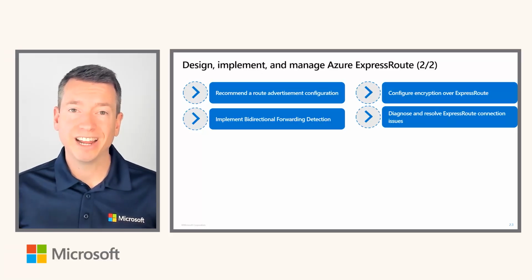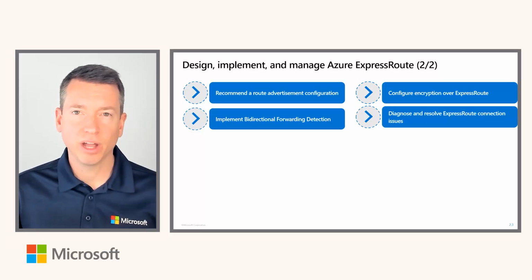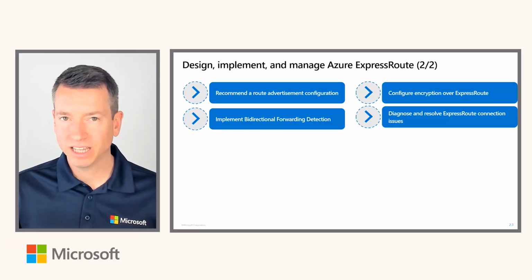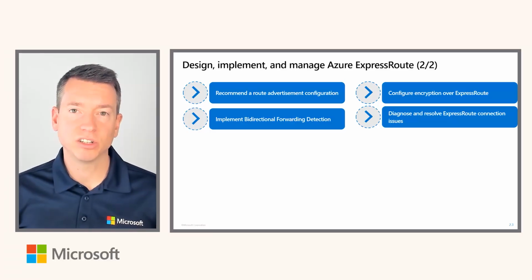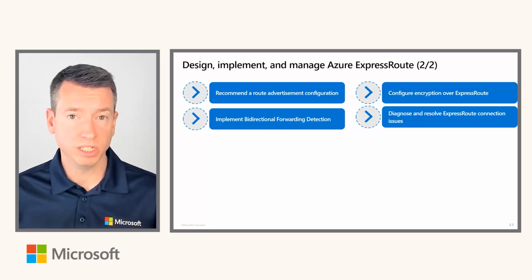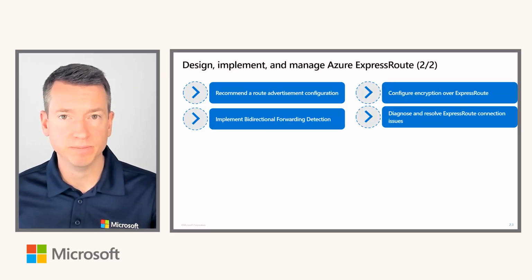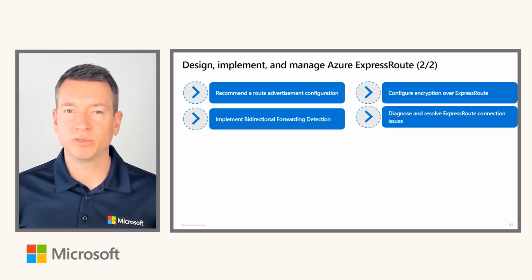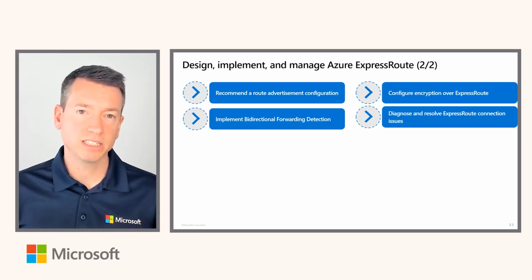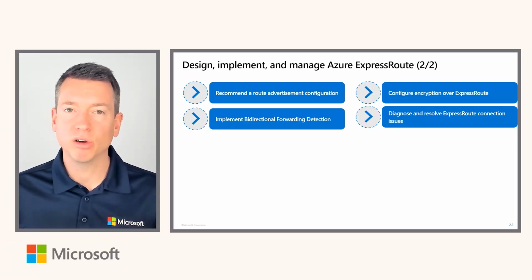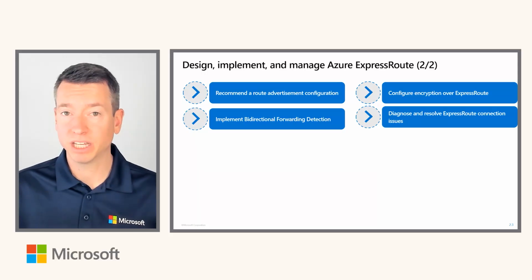Now, when you configure encryption over ExpressRoute, you have to remember 2 things. When sending traffic from on-premises to Azure, the Azure prefixes are advertised via both the ExpressRoute private peering BGP and the VPN BGP. And this will result in 2 network routes, 2 network paths. One over the IPsec protected path and one directly over ExpressRoute without IPsec protection.